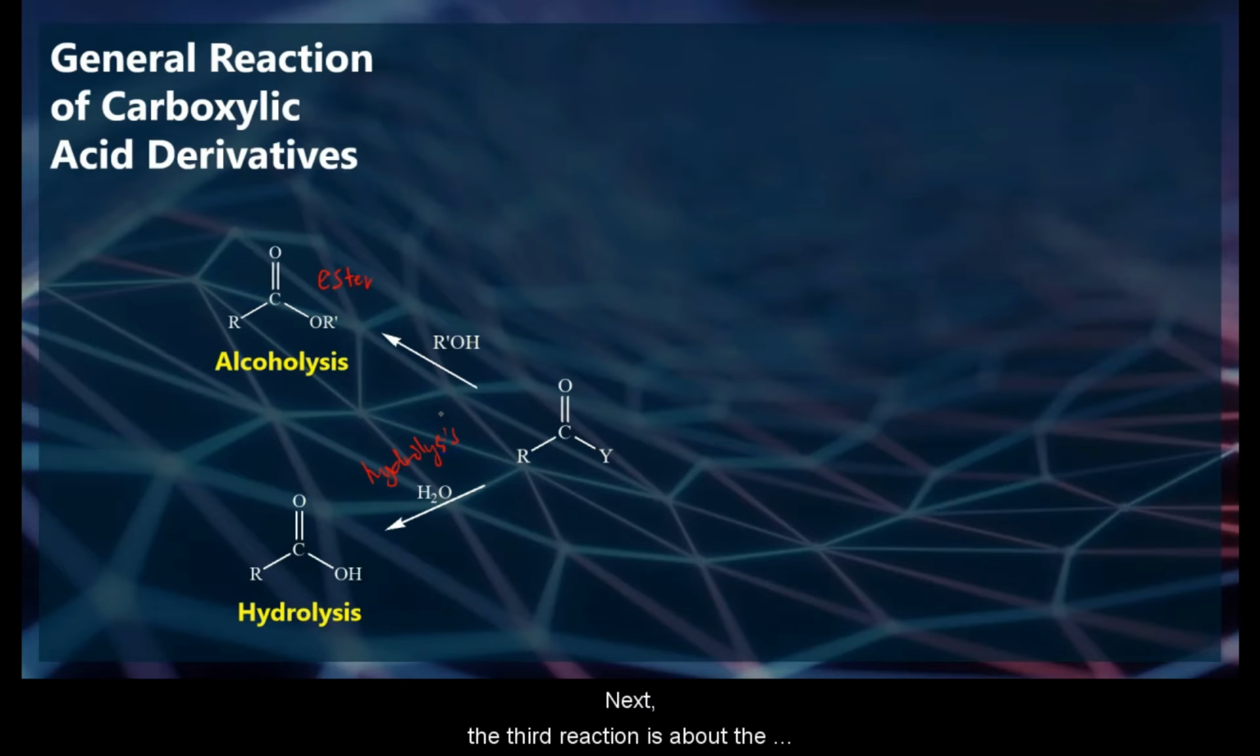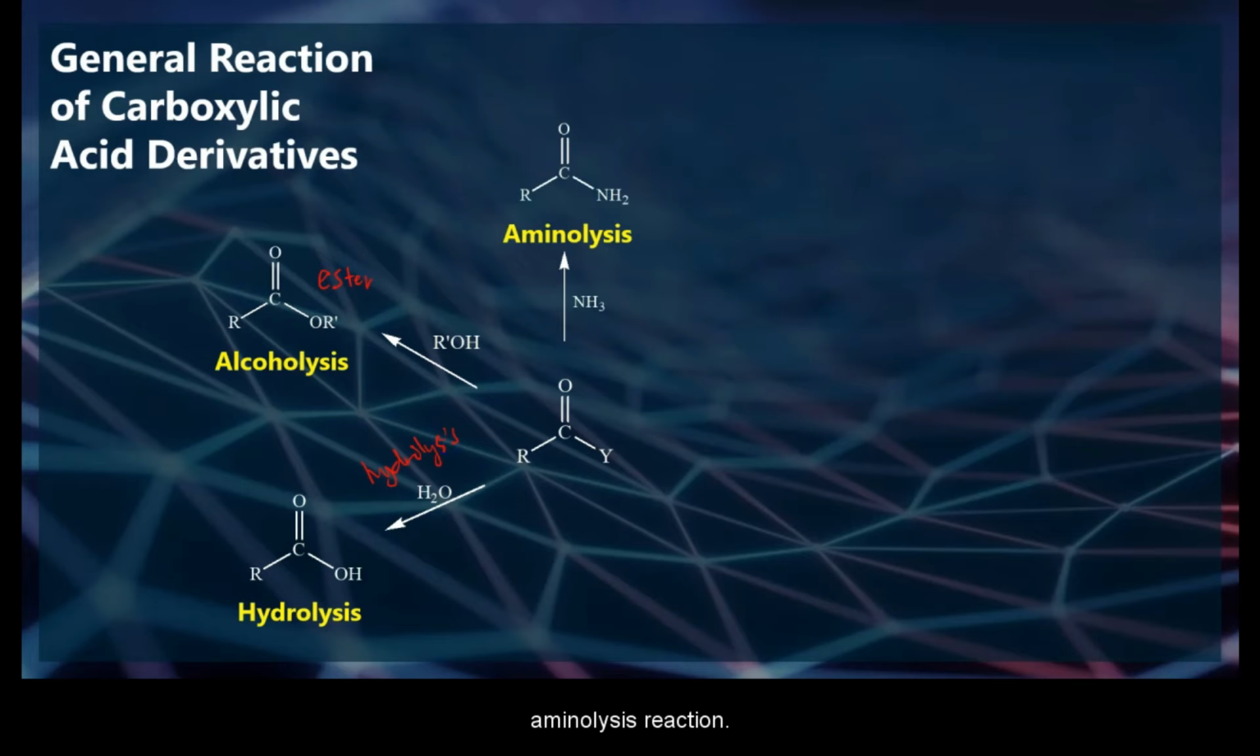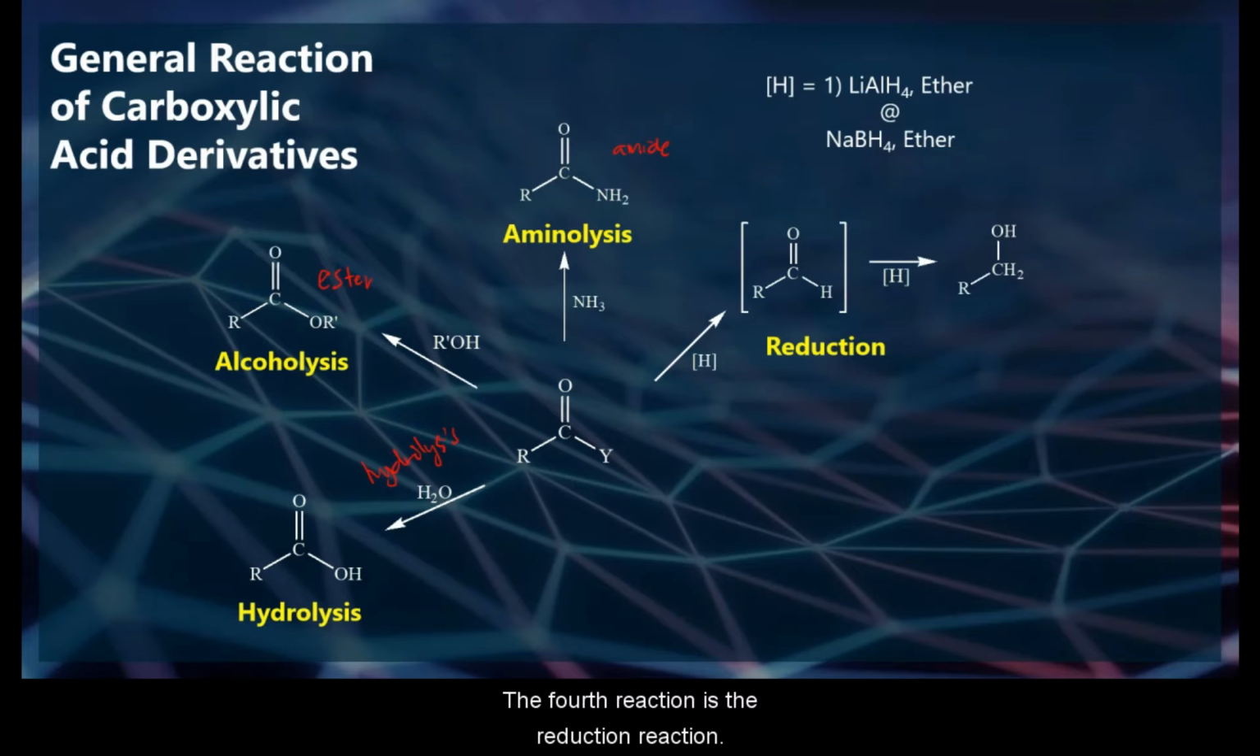Next, the third reaction is the aminolysis reaction. In this reaction, the derivative reacts with amine to form an amide compound. The fourth reaction is the reduction reaction. In this reaction, the derivative is treated with a reducing agent, for example, LiAlH4 or NaBH4, to produce primary alcohol.